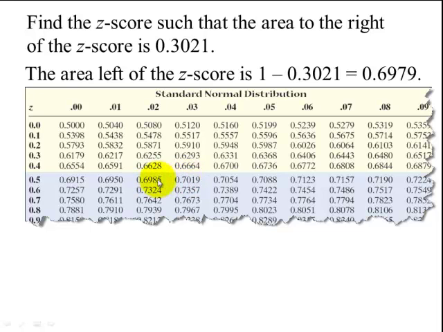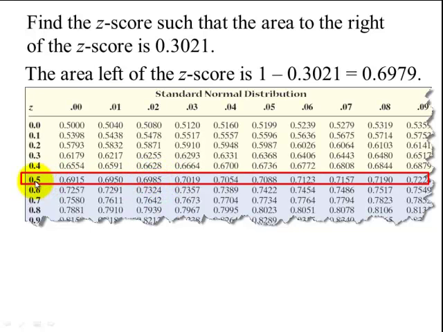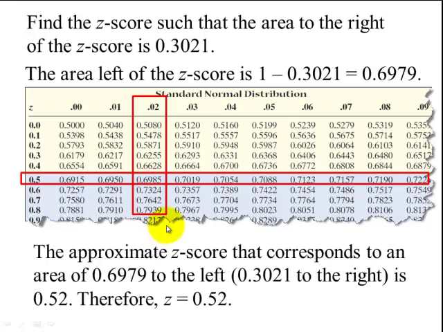So our rule of thumb is going to be whatever number is closest to this number, that's what we're going to use. So this one is closer to 0.6979. So again, this is a z-score 0.5, and then in this column 0.02. So our z-score is 0.52, and that agrees with our picture.